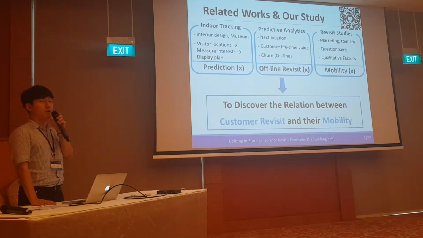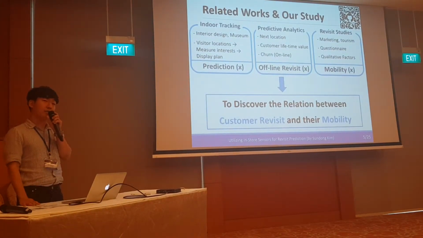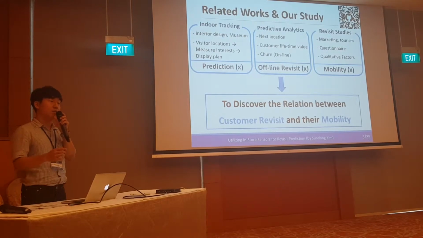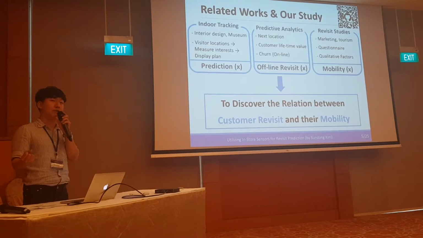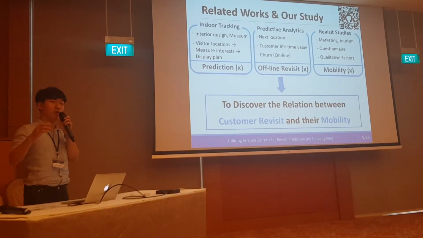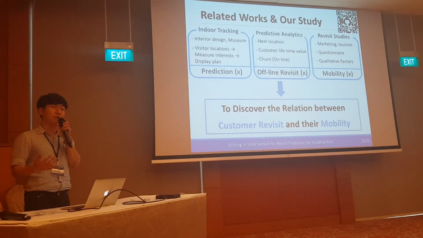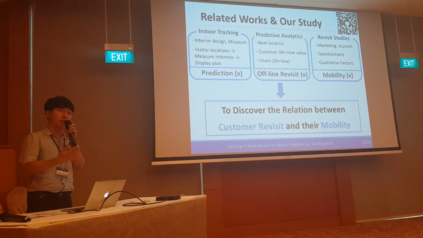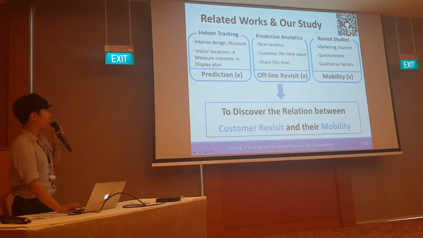So what's an important metric? Maybe we can find customer revisit, because the data set collects all the Wi-Fi MAC addresses in an anonymized way. By looking through the data set, we can know that people are visiting back to the exact store. So these are the related works.